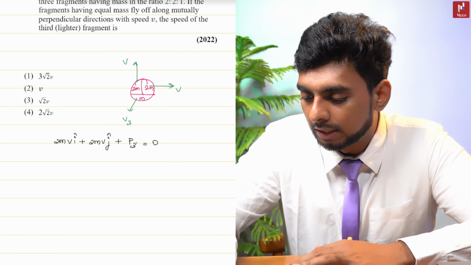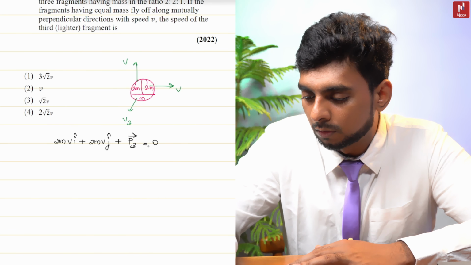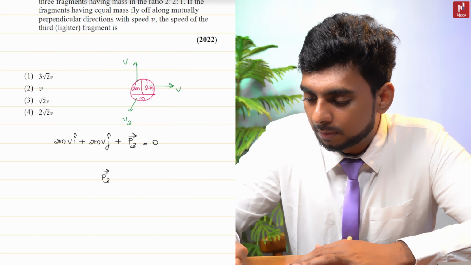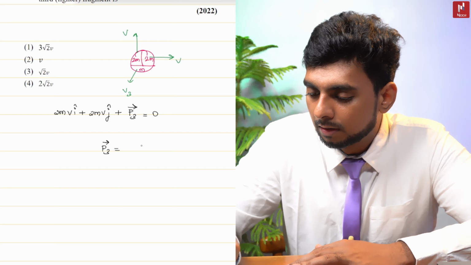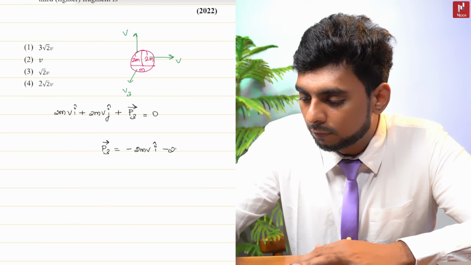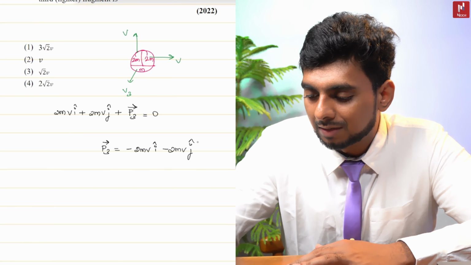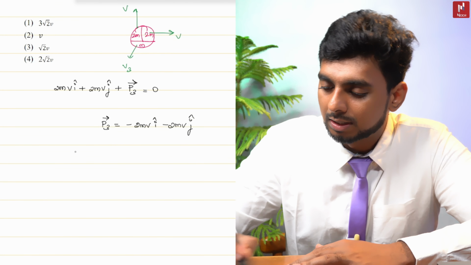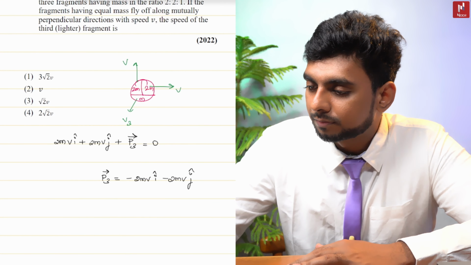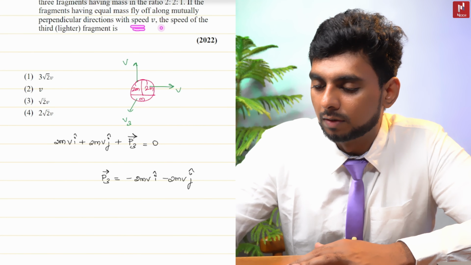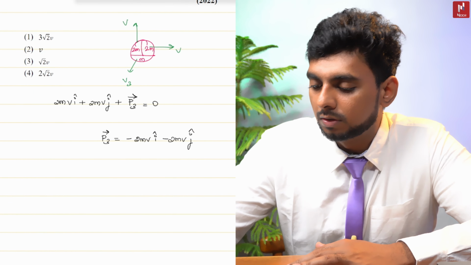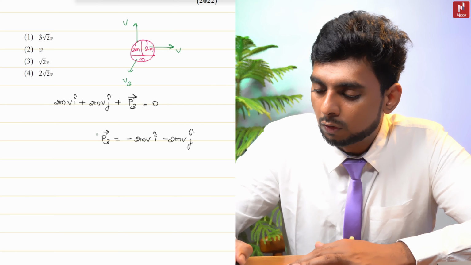That is something that I need to get. So P3 is unknown over here. If I do the solving, vector P3 will be equal to negative 2mv i cap negative 2mv j cap. So that will give me the vector P3. What they're asking us to find is the speed, which means the magnitude. So I just need to get rid of this mass to get the speed. To get the speed, I'll have to take the modulus over here.